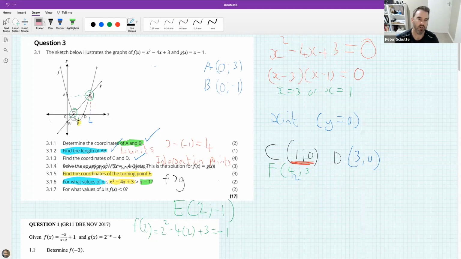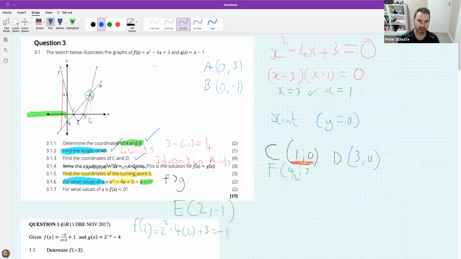So I'm going to look at my graph, and if I start all the way to the left, where my green highlighter is, do you think f is above g at that point? Have a look. What do you think? If I choose an x value, it looks to me like the f is up there and the g is down there.